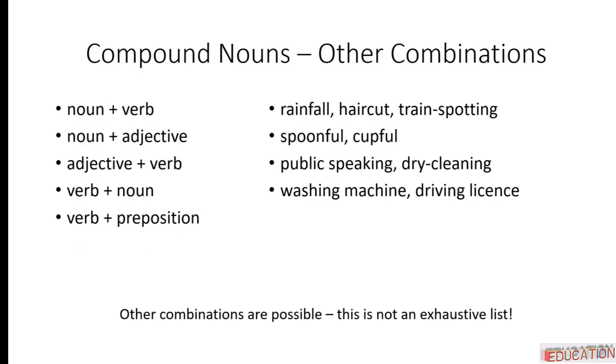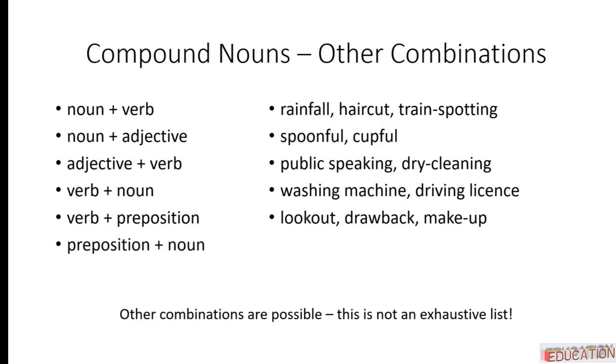We can make compound nouns with verbs and prepositions: lookout, drawback, makeup. Or a preposition and a noun: underpants, upstairs, onlooker. And again, I would like to emphasize that there are many other combinations that are possible. This is not an exhaustive list.